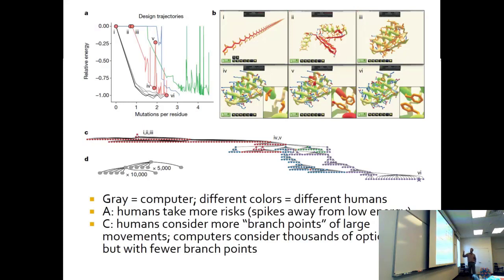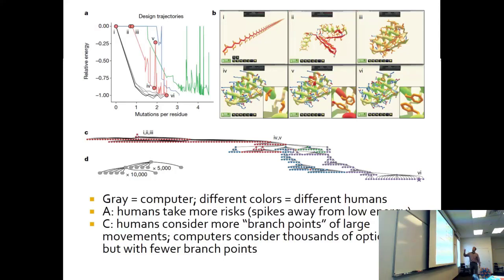And there's actually a figure that shows this. The important thing about looking at this figure: the gray lines are the computer reasoning, the computer running the folding program. The different colors are different humans that are running the folding program. And so notice that this is relative energy, and you're trying to design a sequence to fit a structure. So what you're doing is you're putting in different mutations, and you're trying to get a backbone structure that you've determined already that you want. One of these structures, one of these 6 structures shown up here.